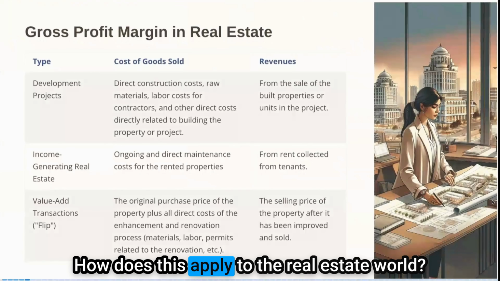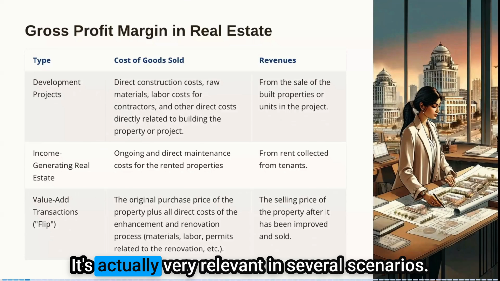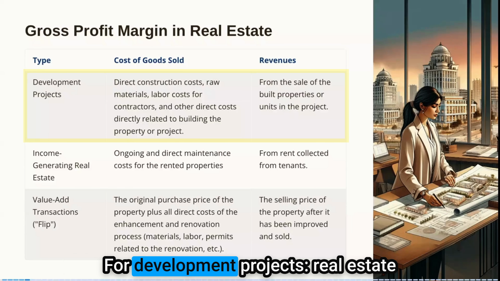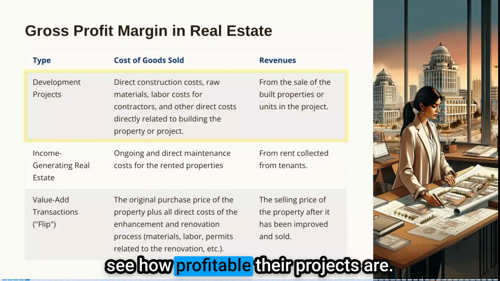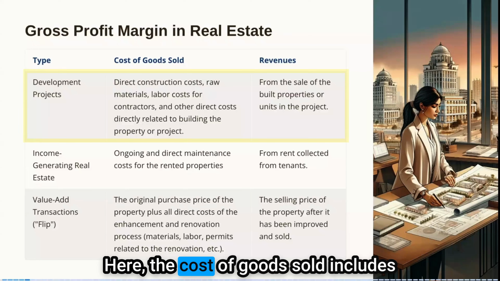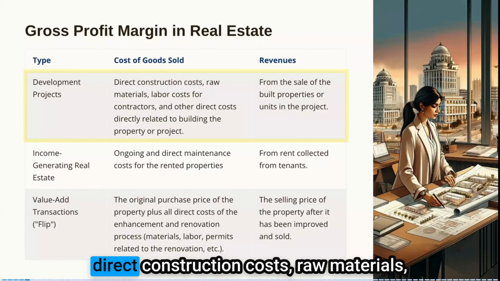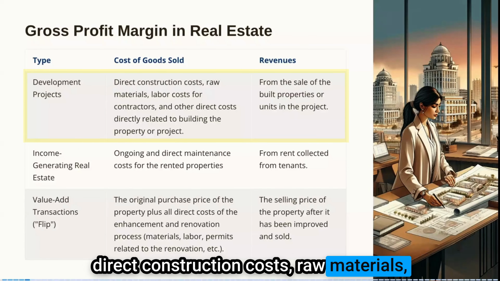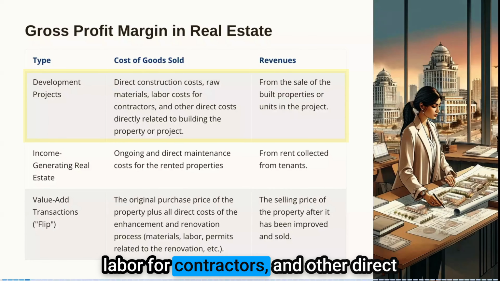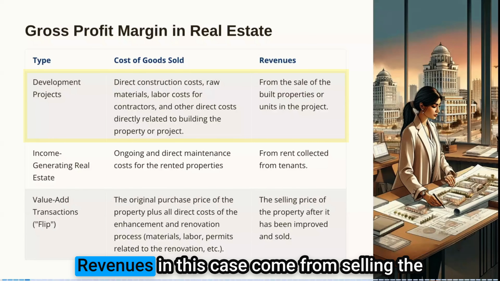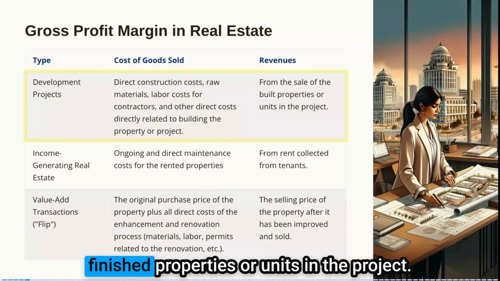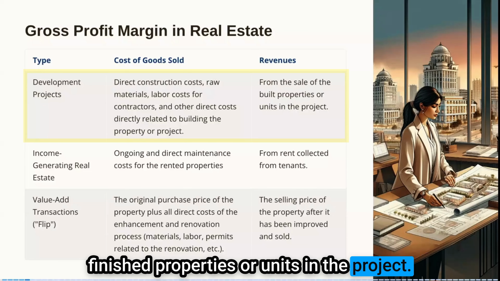How does this apply to the real estate world? It's actually very relevant in several scenarios. For development projects, real estate developers and contractors want to see how profitable their projects are. Here, the cost of goods sold includes direct construction costs, raw materials, labor for contractors, and other direct costs directly tied to building the property. Revenues in this case come from selling the finished properties or units in the project.